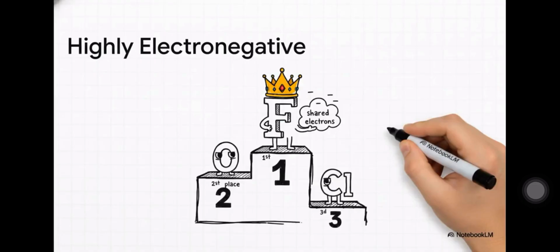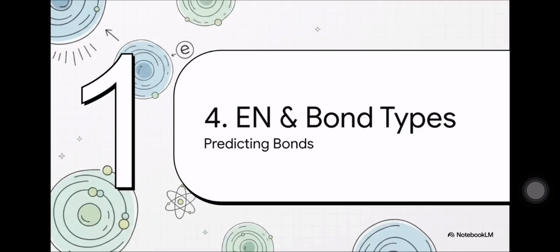So who are the reigning heavyweights of this tug of war? Here's your podium. Number 1, the absolute undefeated champion is fluorine. Number 2 is oxygen. And number 3 is chlorine. Basically, if you ever see fluorine, oxygen, or chlorine in a molecule, just know for sure they are aggressively hoarding the shared electrons. Which brings us to Section 4, Electronegativity and Bond Types.